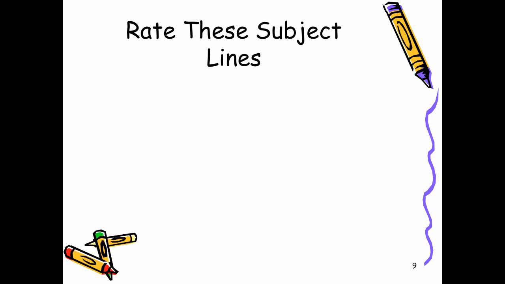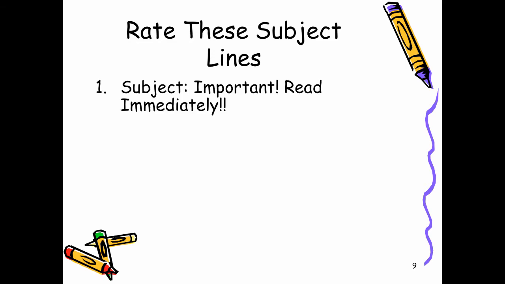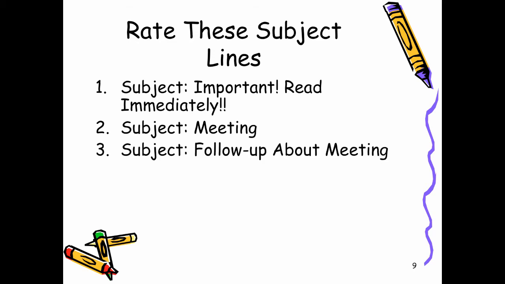So let's rate these subject lines. This is the part where we're moderately interactive in our video. Subject: important, rate immediately, with 2 question marks for some reason. How's that one? I hope you said really bad, because what does that even mean? It also sounds like it's going to contain a virus. Subject: meeting. Well, if you work in an office, you go to like 15 of those a week, so that'll be hard to tell apart. Which meeting is it? I don't know.